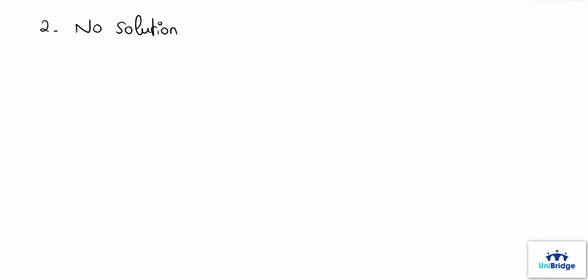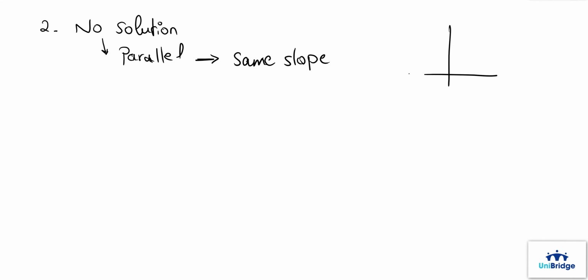The second setup is when you have no intersection, or what we like to call no solution. No solution in a linear equation means that the lines do not intersect, and lines that do not intersect we call parallel lines. So the lines must be parallel, and if they are parallel, then they must have the same slope. They're going to look like two lines that do not intersect at any point. They have the same slope, but different y-intercepts.